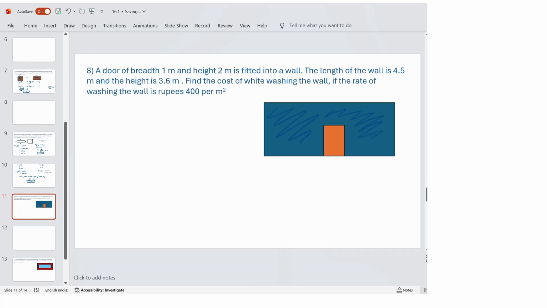This is what we want to whitewash, isn't it? We don't want to wash the door. But since the door is in the area of the wall, we need to subtract the area of the door to get the area of the wall. So for that reason, what we'll be doing is we'll be first finding out the area of the door.